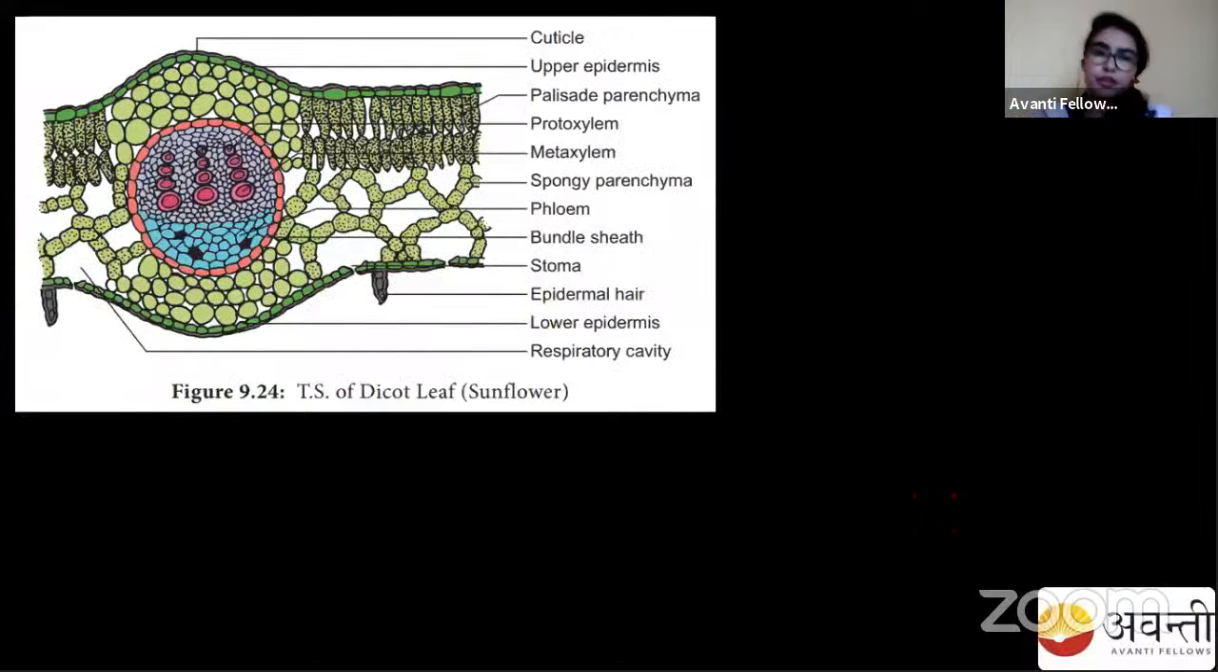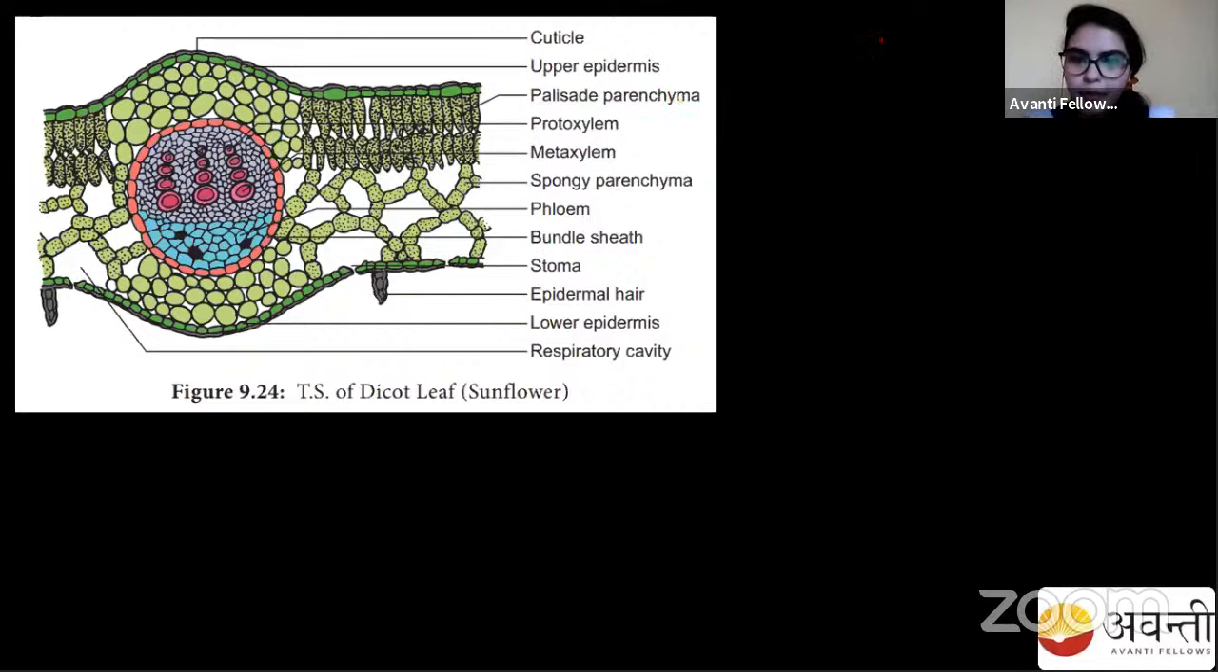Look here. This is the NCERT diagram and this is the actual diagram. You tell me which is much clearer. This is much clearer and even easier to understand and easy to remember.